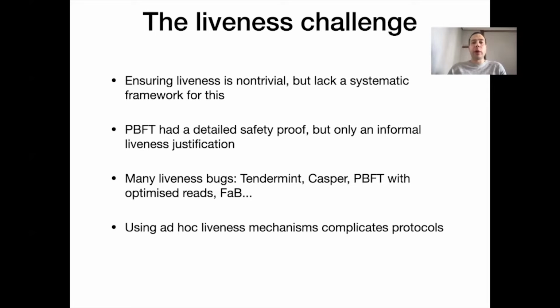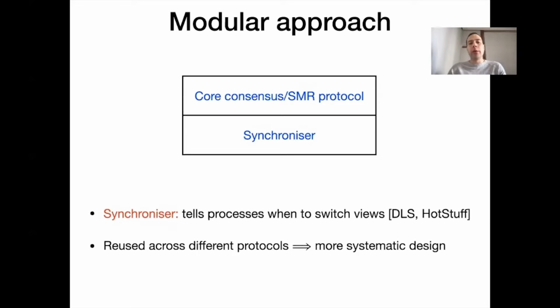A way to improve this situation is to use a modular approach where your core consensus or state machine replication protocol runs on top of a component called the synchronizer, which tells processes when to switch views. So solving the problem of view synchronization is actually delegated to this component. This was the approach that was taken in the very first paper, DLS, on consensus under partial synchrony. And it was also an approach that has recently been suggested in more blockchain work like HotStuff. The benefit of this is that you can design the synchronizer once and then reuse it across different protocols. So you get more systematic design.